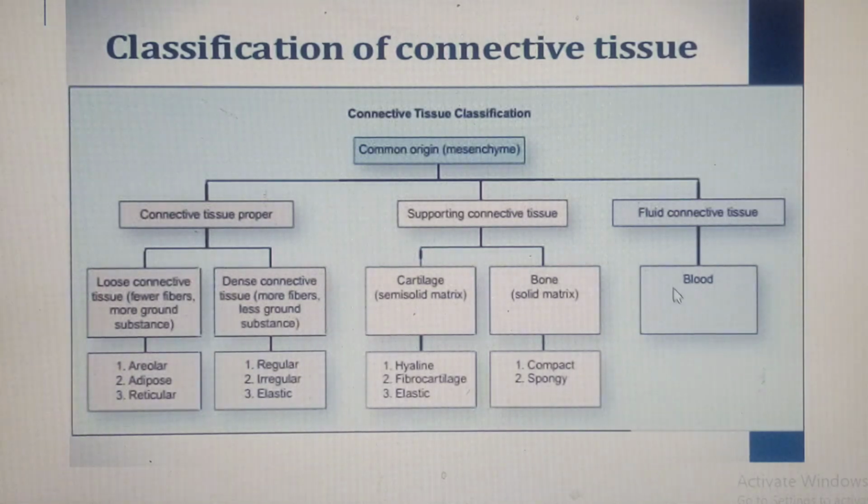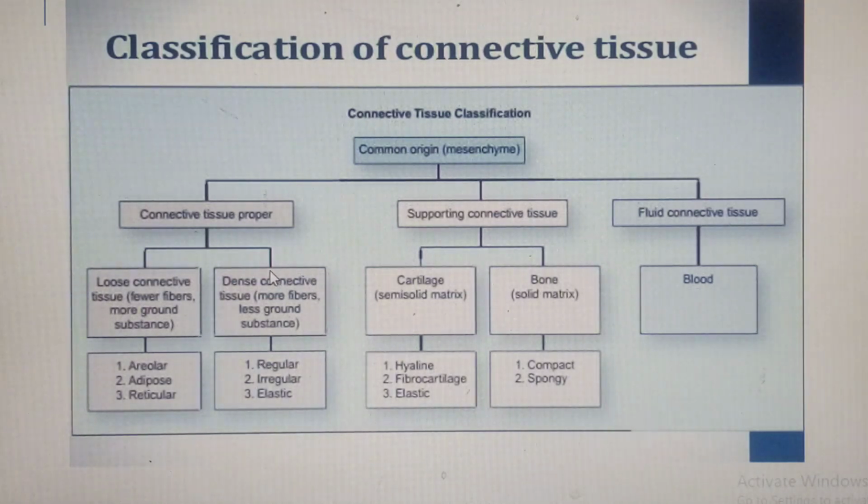It will include the fluid type like the blood, the compact type like the bone, and the semi-solid type, which is very pliable, like the cartilage. But in the connective tissue proper, we are saying it will include the loose connective tissue and of course the dense connective tissue.